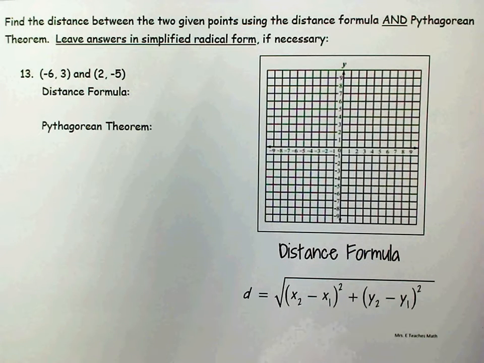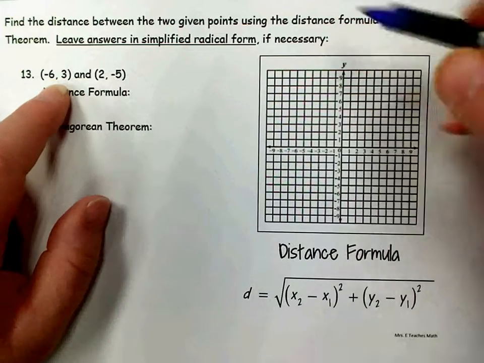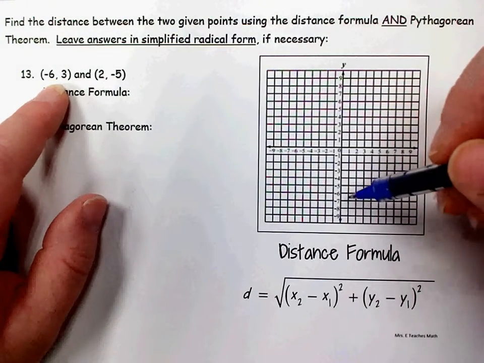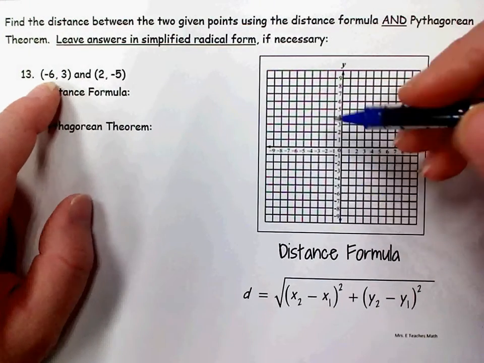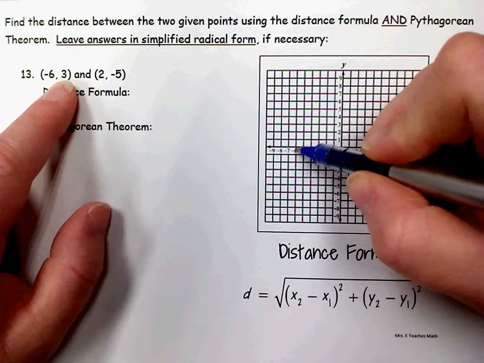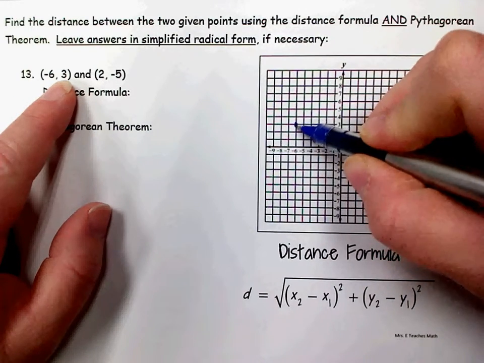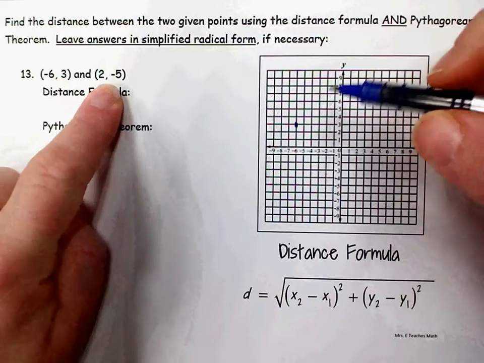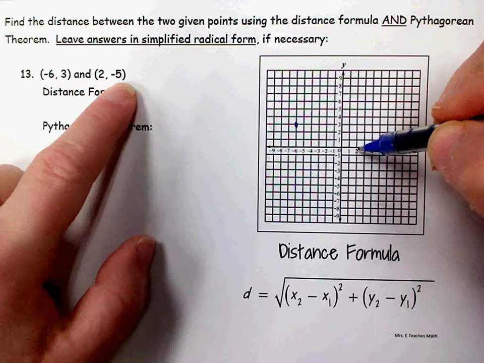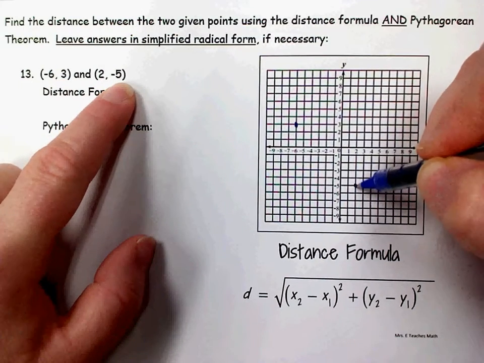So the 2 points here, you want to make sure that if you're going to use your coordinate plane that you plot these correctly. So -6 means left 6, +3 means up 3. Here's my first point. 2, -5, right 2, down 5. Here's my other point here.